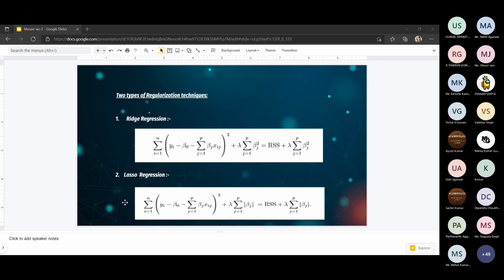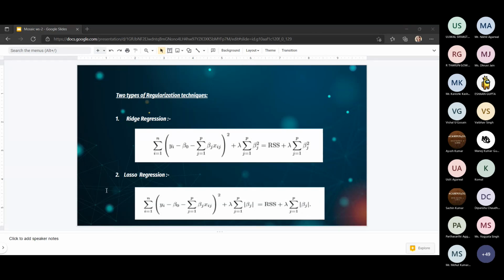It is also known as L1 norm, and it's similar to ridge regression except that the penalty term here includes the absolute weights instead of the square of weights. So after adding the term, our optimization function will become something like this. This is the normal RSS plus lambda times the sum of absolute coefficients.